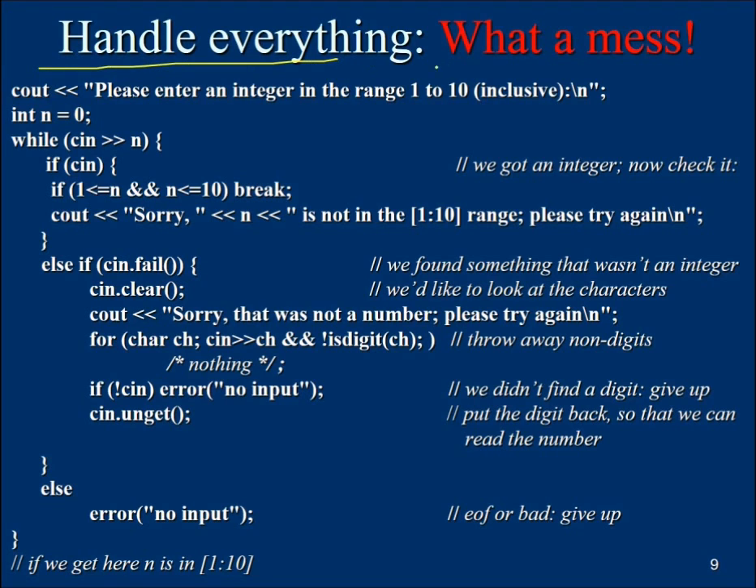Then handle everything. How can we make the program handle everything? Everything which can happen we can handle, but is it possible, or is it a good idea? Let us see: we print out please enter value from 1 to 10, and whenever a number comes, if cin, then we check for a range, we say sorry, this is not in between, otherwise we say cin fail, we found something that wasn't an integer. So we look at the characters, and then again sorry, it was not a number. Then again we check, throw away non-digits which may come. So we check for the character, and we check whether it is a digit or not. If not seen, we say okay, no input, because we didn't find a digit, and we put the digit back with unget so that we can read the number, and otherwise we say end of file or bad, give up.